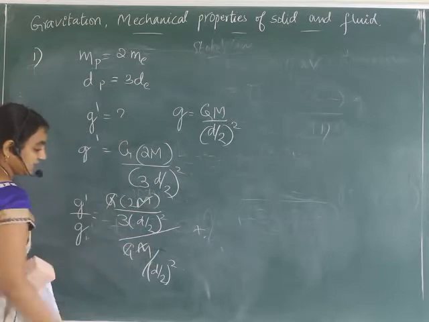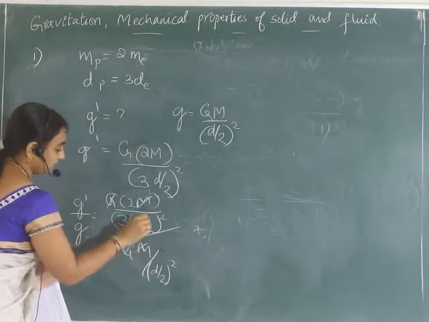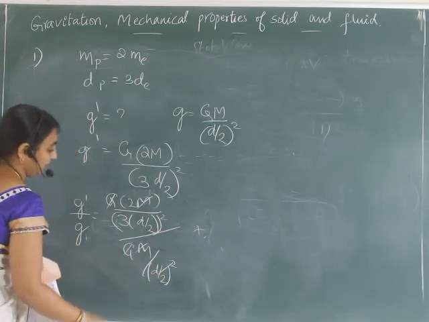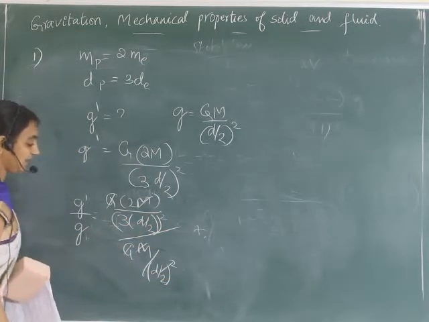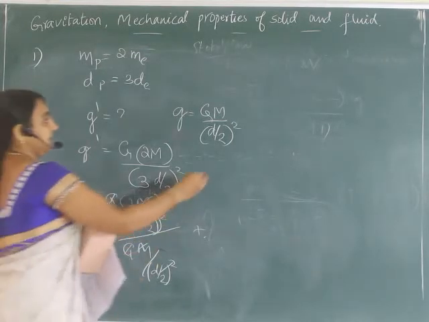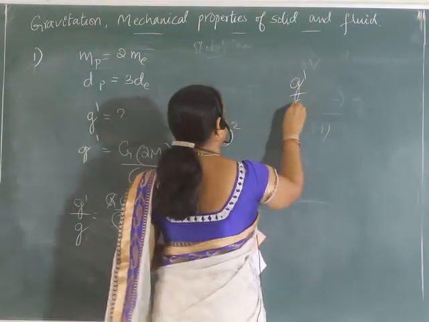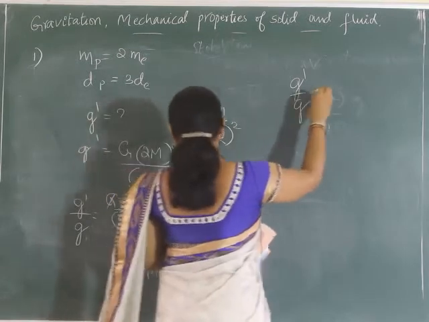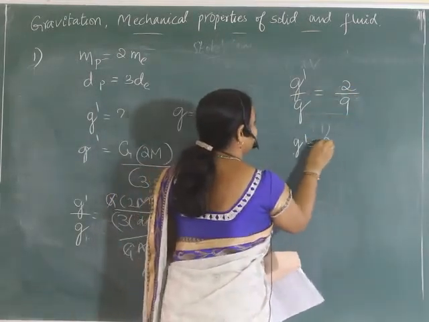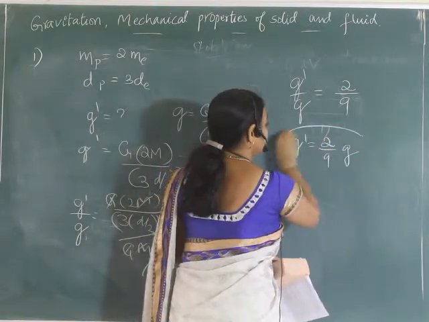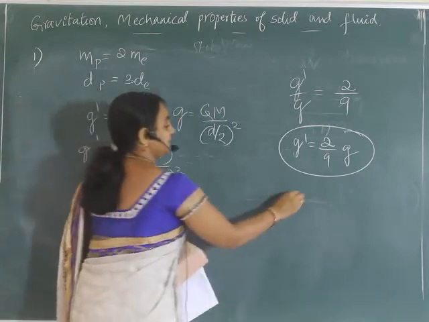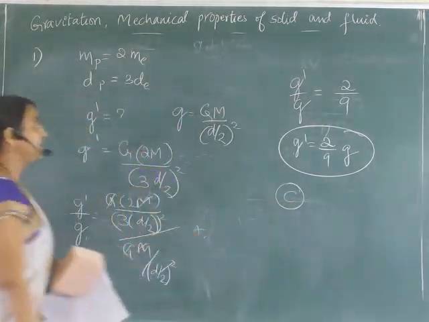Gm will get cancelled. D by 2 will go. Correct? Okay, d by 2 will go, but 3 will be there. So therefore G dash by G is equal to 2 by 9, or G dash is equal to 2 by 9 G. This option is present in C. So answer is C.